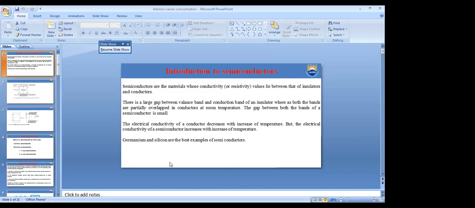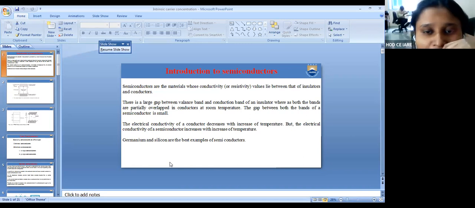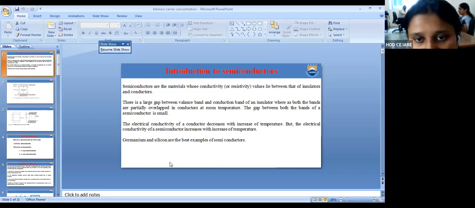All the story I have told you before, right? Again, we came back to what do you mean by breaking of covalent bonds? Just look at this figure, ma'am. What is happening here in this figure? There are electrons which are present in the valence band.